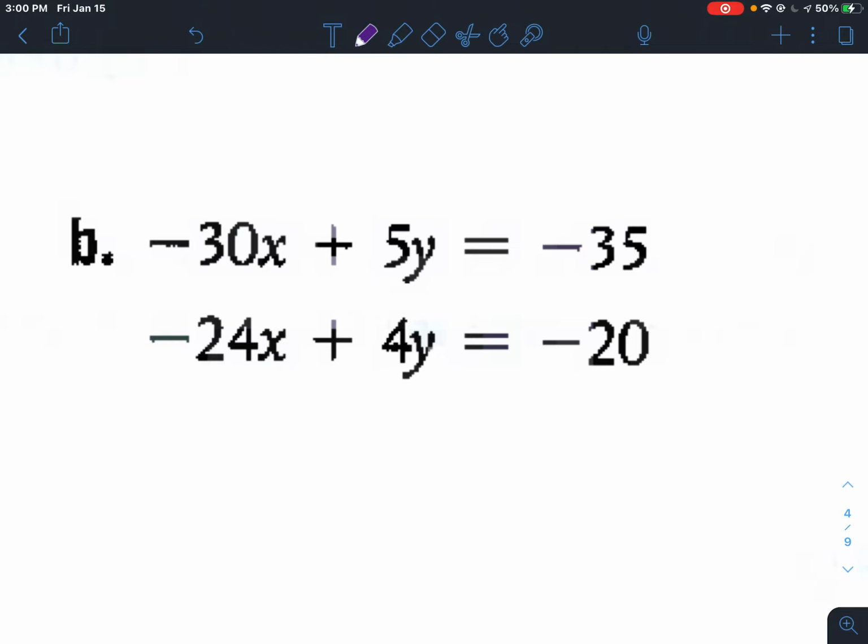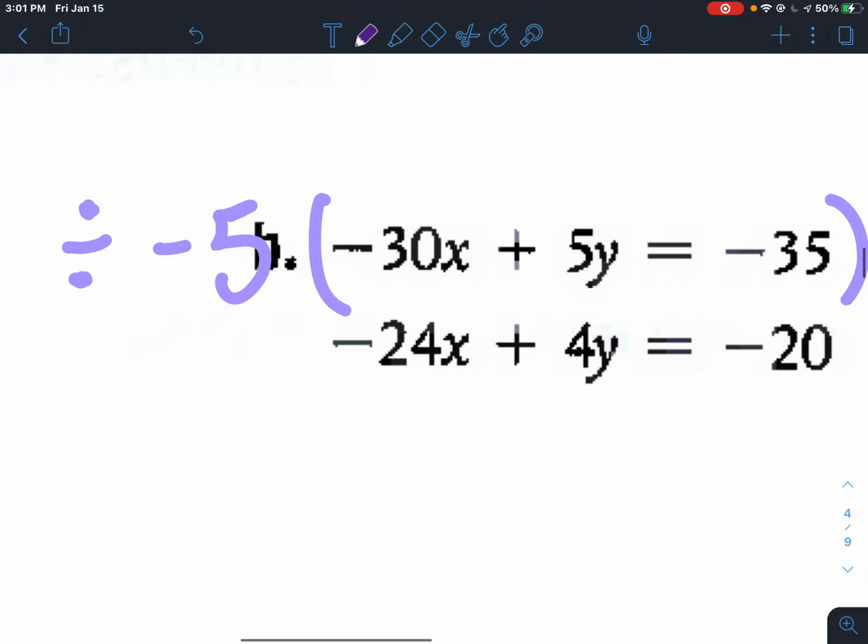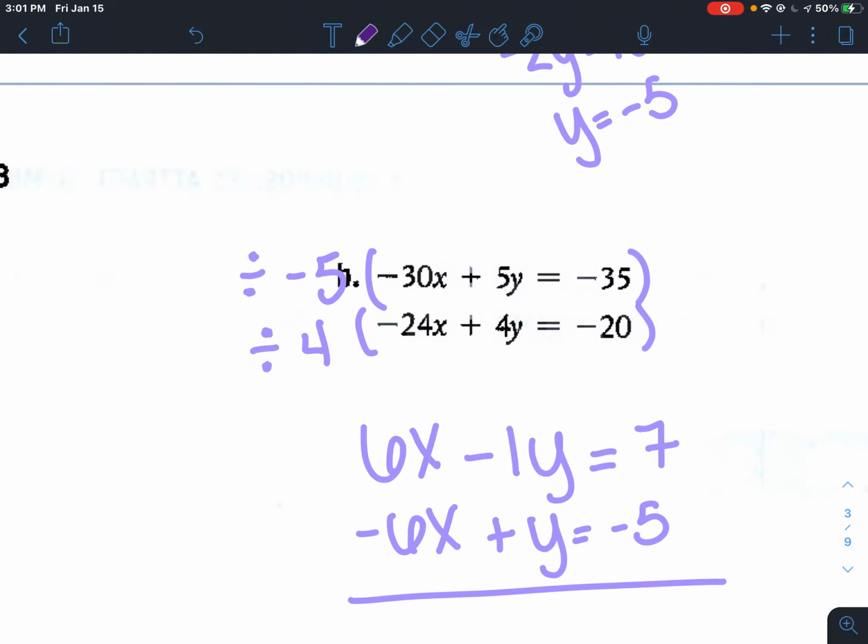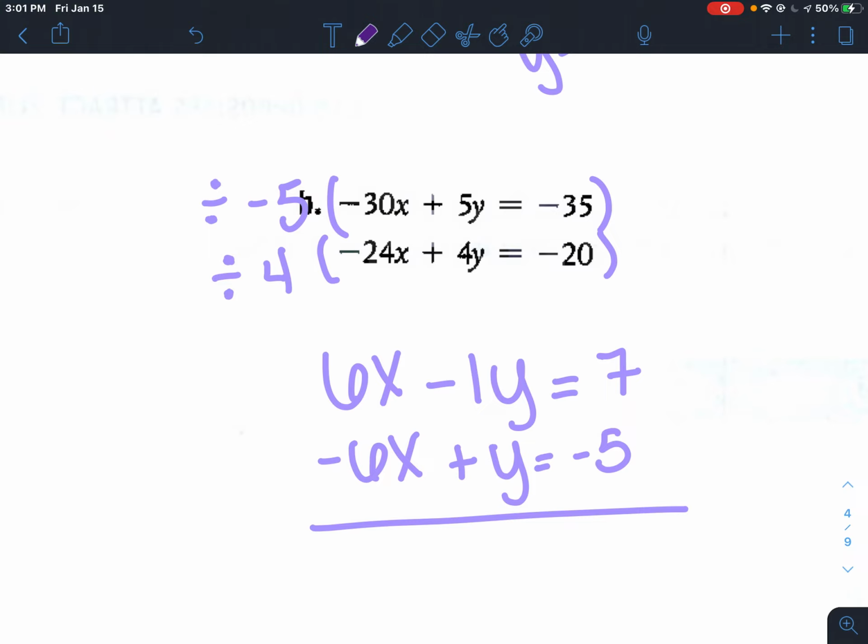So instead of multiplying, let's see if I can divide out a common factor to make those numbers smaller. In this first one, it looks like they're all multiples of 5. And in the bottom one, they're all multiples of 4. If I divide the top by -5 and the bottom by 4, I get -1 and +1y. Now, look how nice and easy those numbers become.